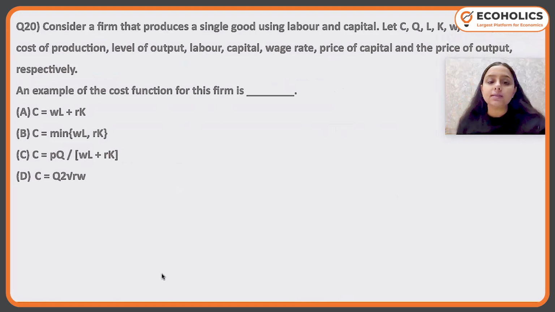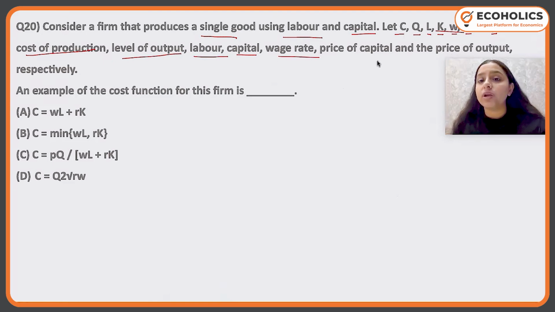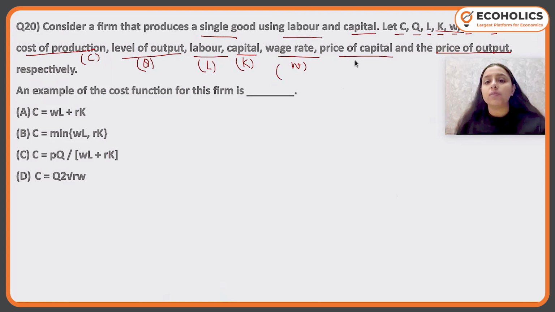So question 20 is: consider a firm that produces a single good using labor and capital. Let C, Q, L, K, W, R, and P denote cost of production, level of output, labor, capital, wage rate, price of capital, price of output, respectively. So, cost of production is given by C, level of output by Q, labor by L, capital by K, wage rate by W, price of capital by R, and price of output by small p. An example of the cost function for this firm is.